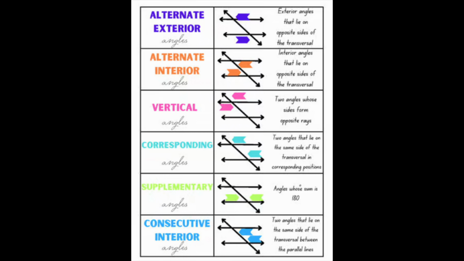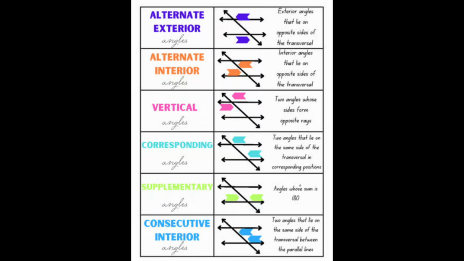Then for corresponding angles, that is a new term. Corresponding angles are two angles that occur in the same position. These angles are in the same relative positions, but just on different intersections. So one is on the inside and one is on the outside of the parallel lines, but they are in the same position or the same spot.